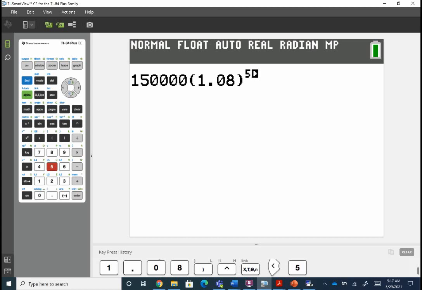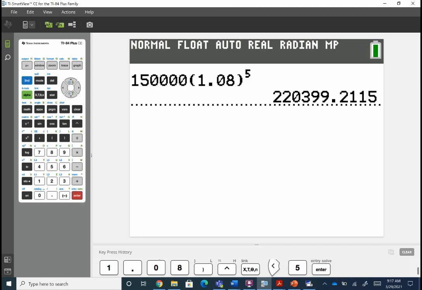Sorry, guys. So we have 150,000. We have our 1.08 representing our growth. And then we want it 5 years from now. So we put a 5 for our time. Go ahead and press enter. And let's go ahead and round that off to the nearest person. Okay, we can't have decimal parts of people.